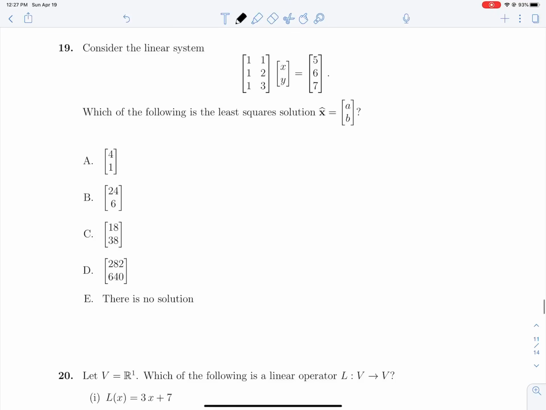19. Consider this linear system. Which of the following is the least squares solution X hat? I'm not really sure how to read that. It is equal to some A, B.